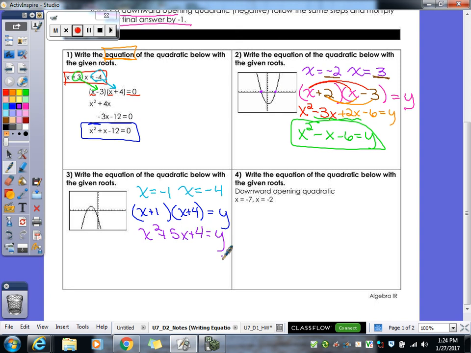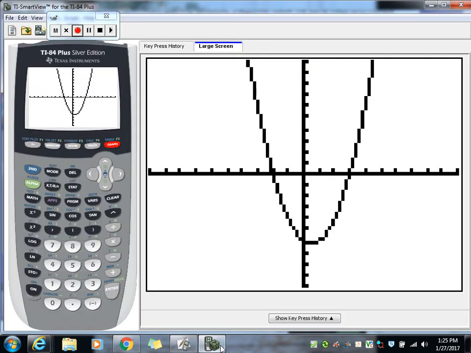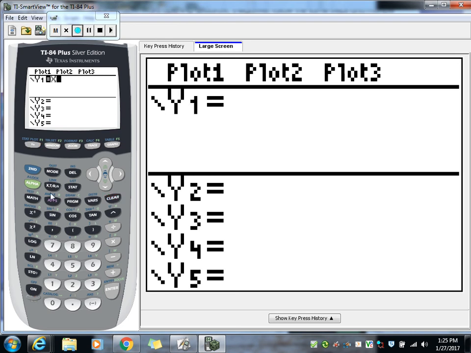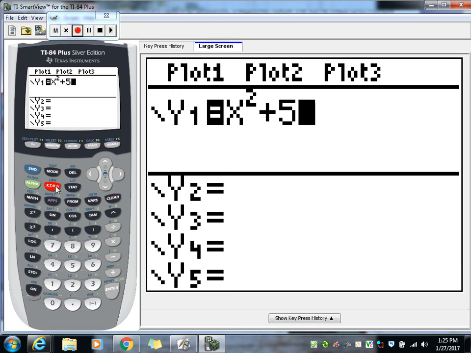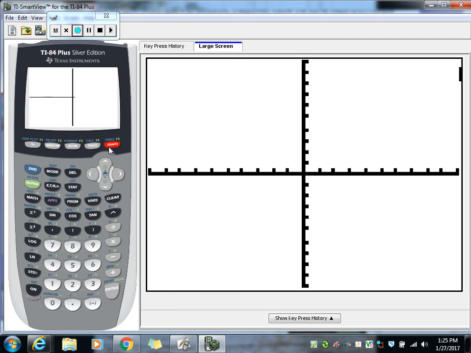Did you guys get x squared plus 5x plus 4? So go ahead, type that in your calculator. Let's see if we get the same picture that's on that paper already. So everybody right now, under your y equals, type in x squared plus 5x plus 4. Let's make sure we did it correctly. Y equals x squared plus 5x plus 4. Is that the same picture? No. That's not the same picture.